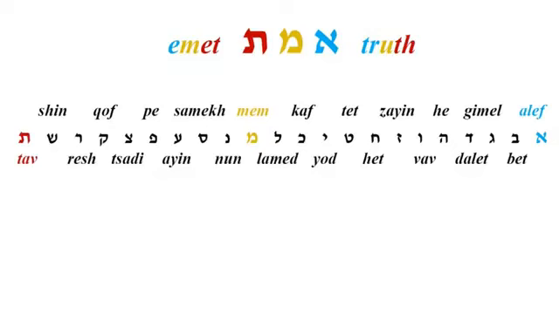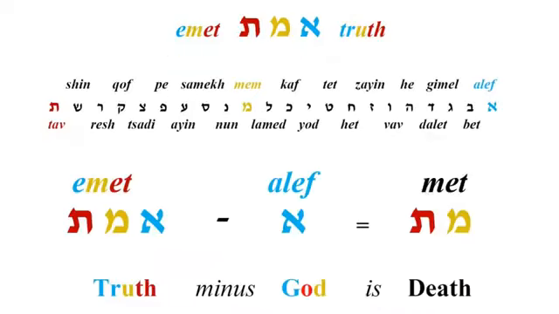And it turns out the word truth, emet, if you take aleph out of truth, aleph is God, remember? If you take aleph out of truth, you're left with met, death. I get it. The opposite of truth, just while we're here, we might as well show you, I don't charge you for this one either.